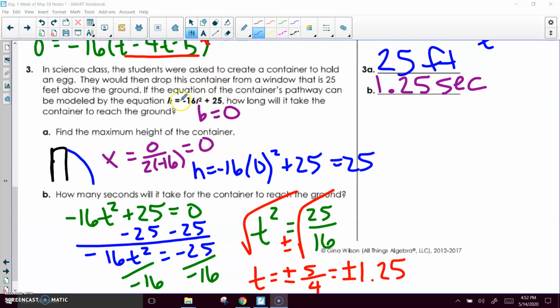We set our quadratic equation equal to 0. Because I do not have a b term, I could use the square roots method to solve this problem. So I subtracted 25 from both sides, divided by negative 16, square rooted, and got plus or minus 1.25 seconds.